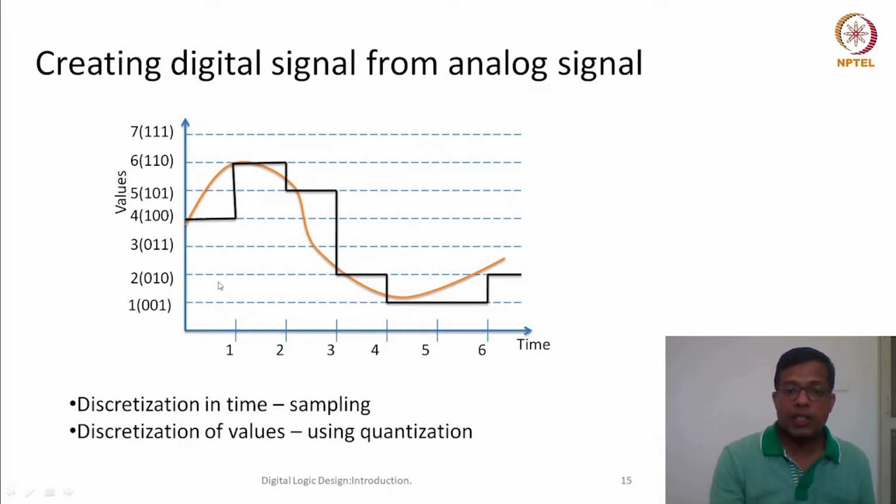For example, let me say discretization in time is happening at 1 unit of time. So at 0 units of time, whatever the value was, the closest value is found to be 4. Because it is binary, this signal would be represented by the combination 1 0 0.